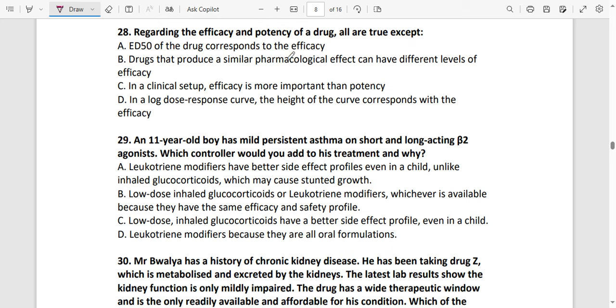28. Are we fine on that one? Regarding the efficacy and potency of a drug, all are true except: A. ED50 of the drug corresponds to the efficacy. B. Drugs that produce similar pharmacological effects can have different levels of efficacy. C. In a clinical setup, efficacy is more important than potency. D. In a log dose response curve, the height of the curve corresponds to the efficacy. Anyone that can help with this one? Which one is not true?